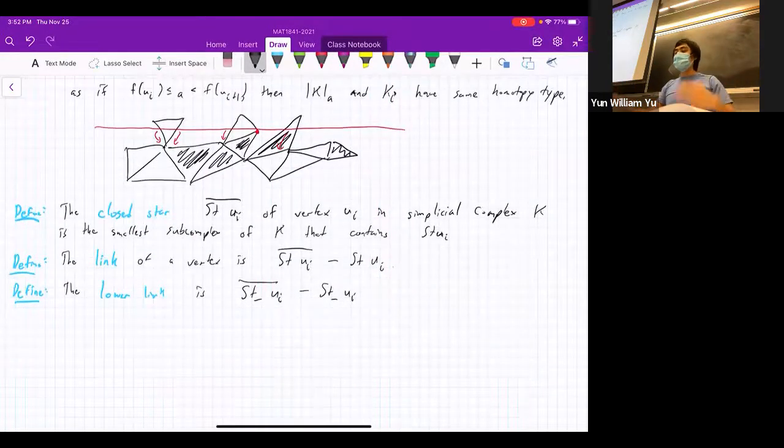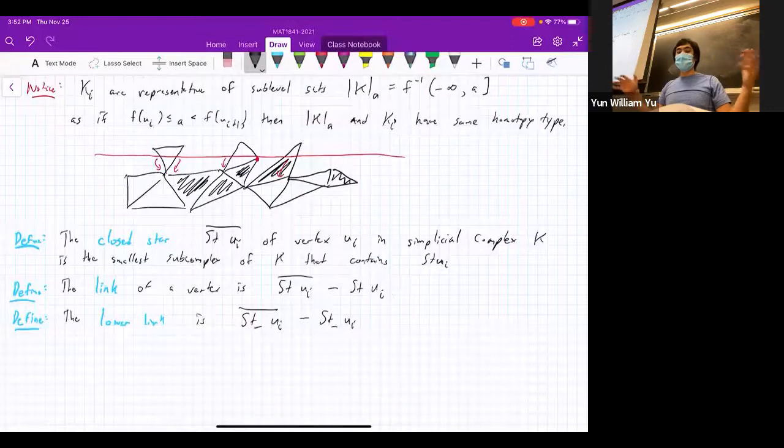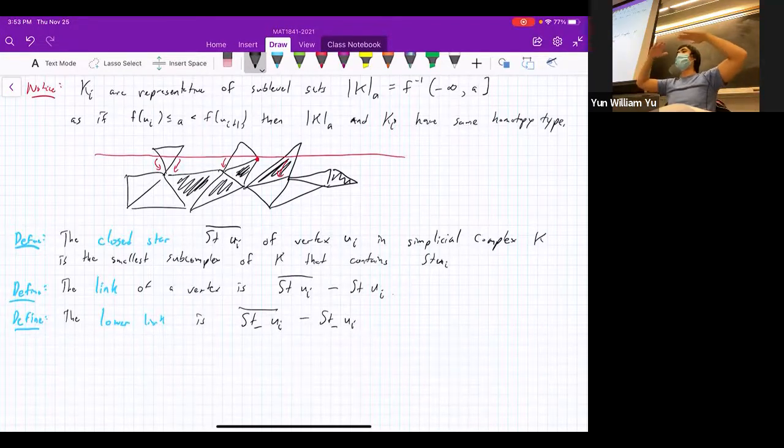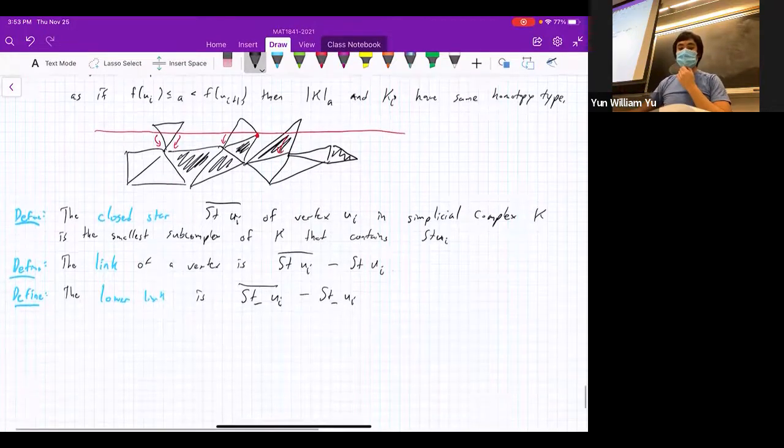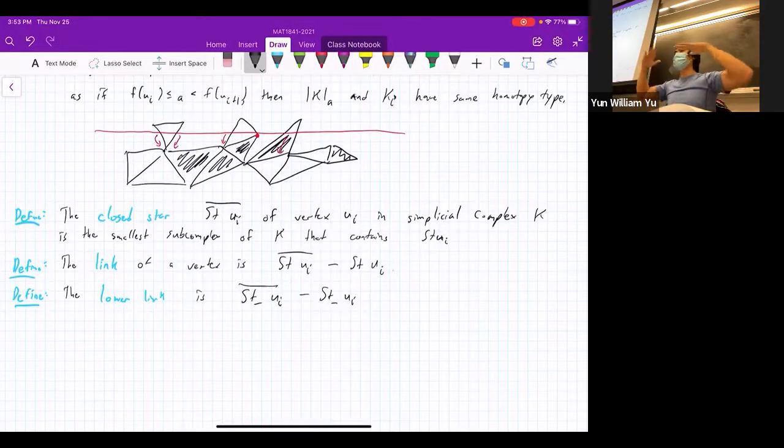But so now what happens as you go from K_{i-1} to K_i? Well, when you're going from K_{i-1} to K_i, what you're doing is you can think about it as attaching the closed Lowerstar of u_i and gluing it along the lower link to the complex. So you're basically adding all the stuff that you're missing to the next level. And so basically the lower link of a vertex is what you're adding each time as your function increases in value.